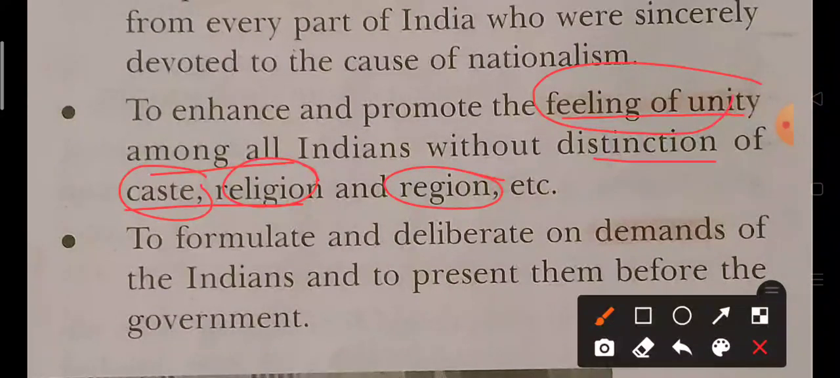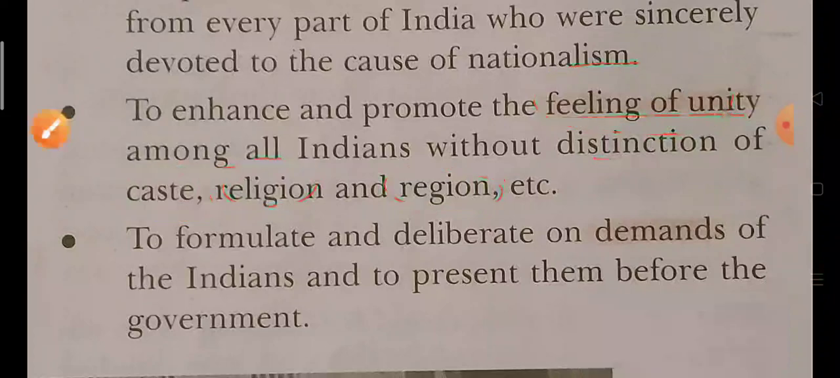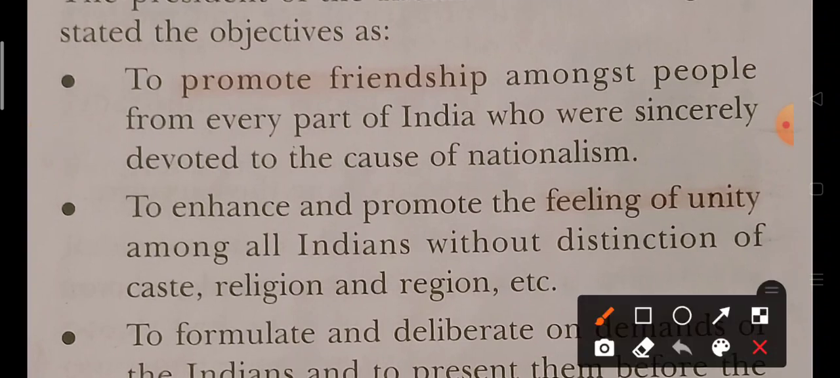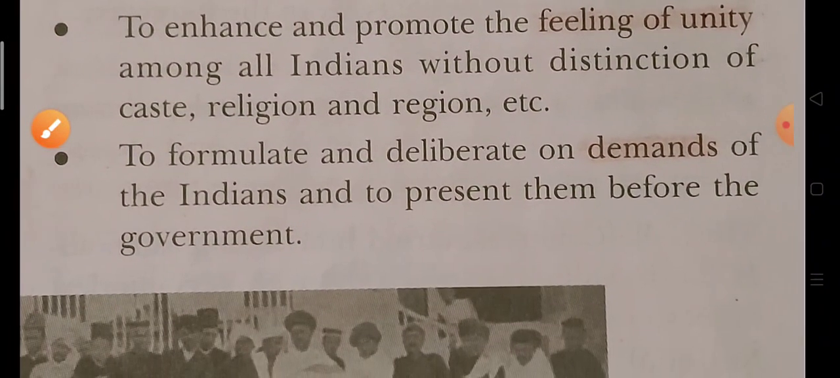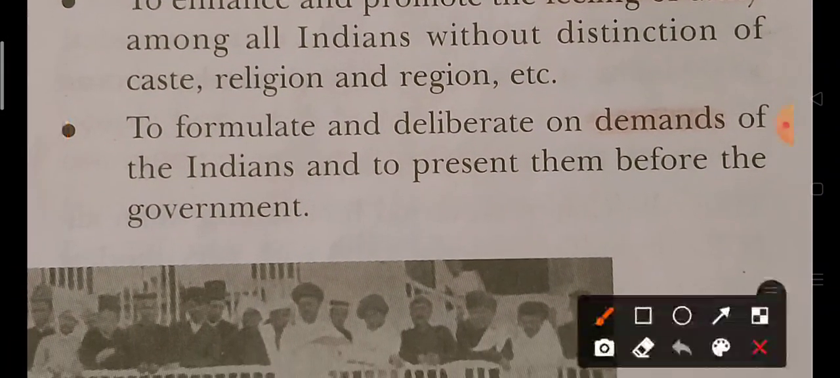What is the feeling of unity? The feeling of unity is that you are beyond caste, religion and region. First of all, everybody, you are Indians. So the first objective of the Indian National Congress was to promote friendship, the second was the feeling of unity. Now the third is to formulate and deliberate on the demands of Indians and to present them before the government.